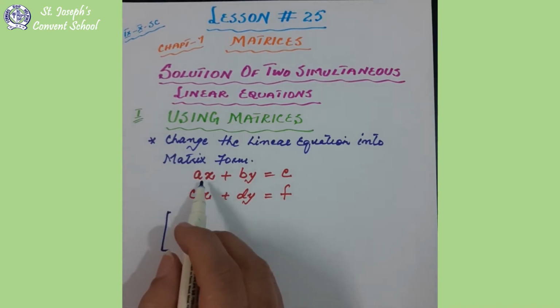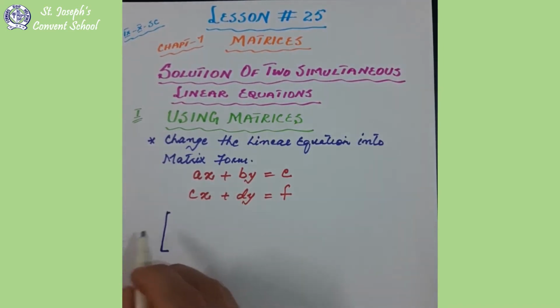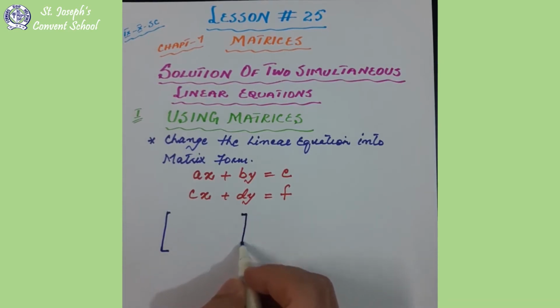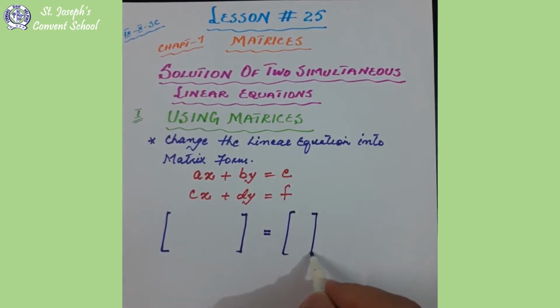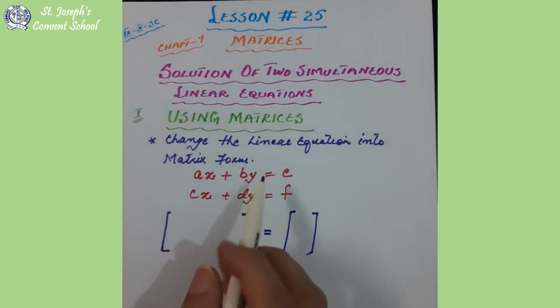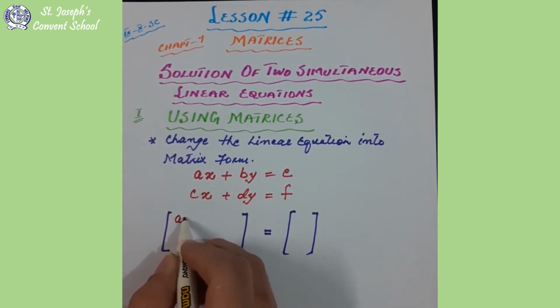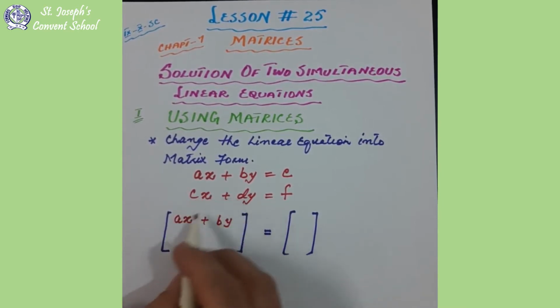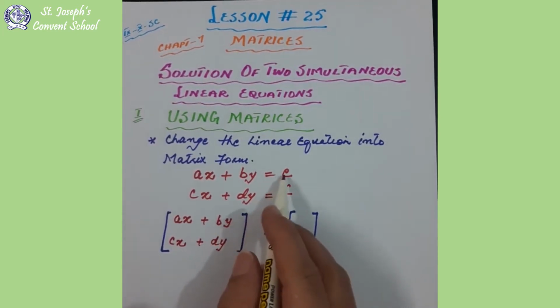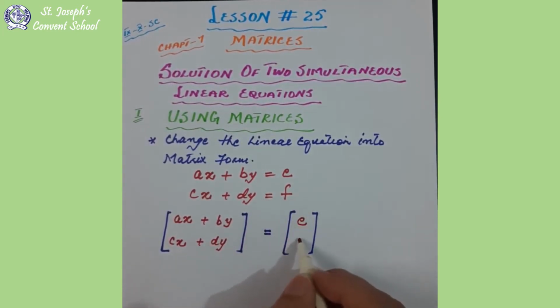Before the equals sign is ax plus by, so we will write this in the first matrix. Then the equals sign, and e and f are constants, we'll write them in the second matrix. So two matrices you are going to make. In the first matrix, before the equals sign, ax plus by, and second row cx plus dy. Then after the equals sign, first e and second f.